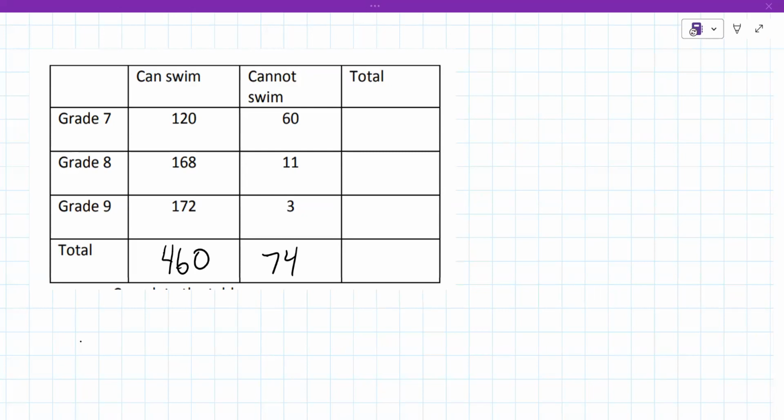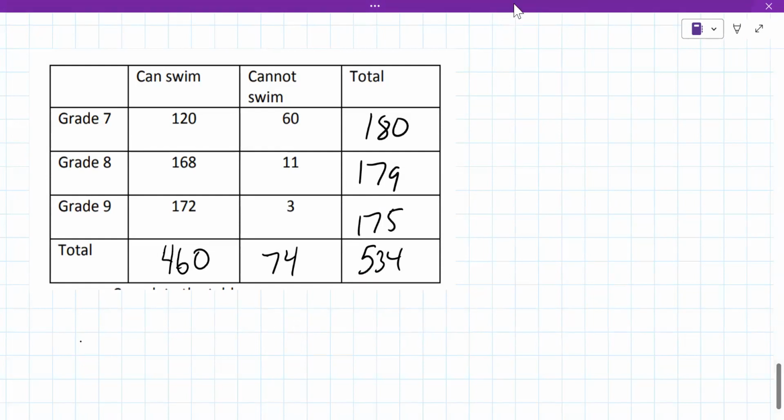So then 180 for grade 7, 179 for grade 8, and 175 for grade 9. The total should be, if the table is right, 534. It's always good to check it both directions: add these up vertically, add these up horizontally, and make sure they are the same, because if they're not, every answer will be wrong. So that's 8 plus 8, 16. Yeah, it works. Okay.